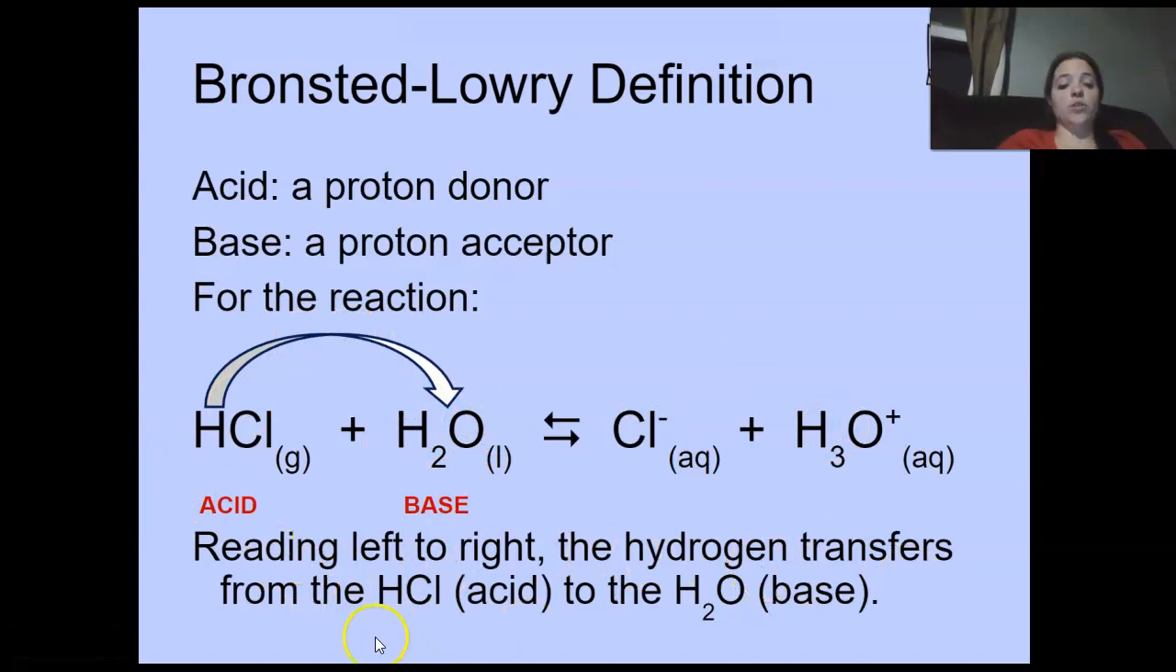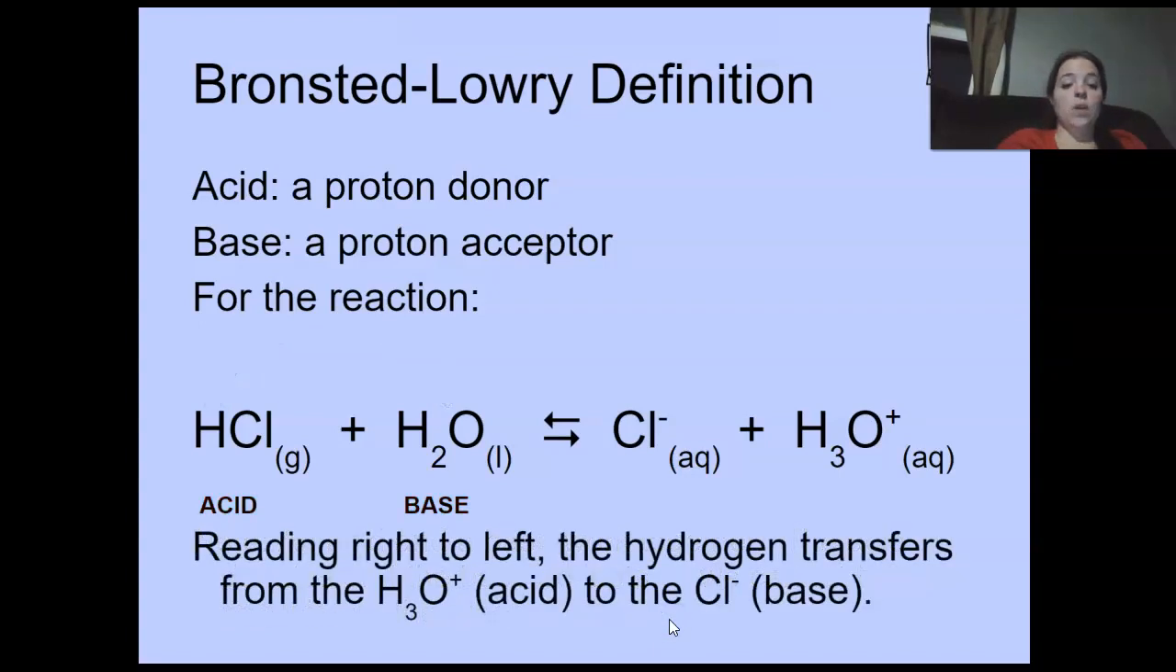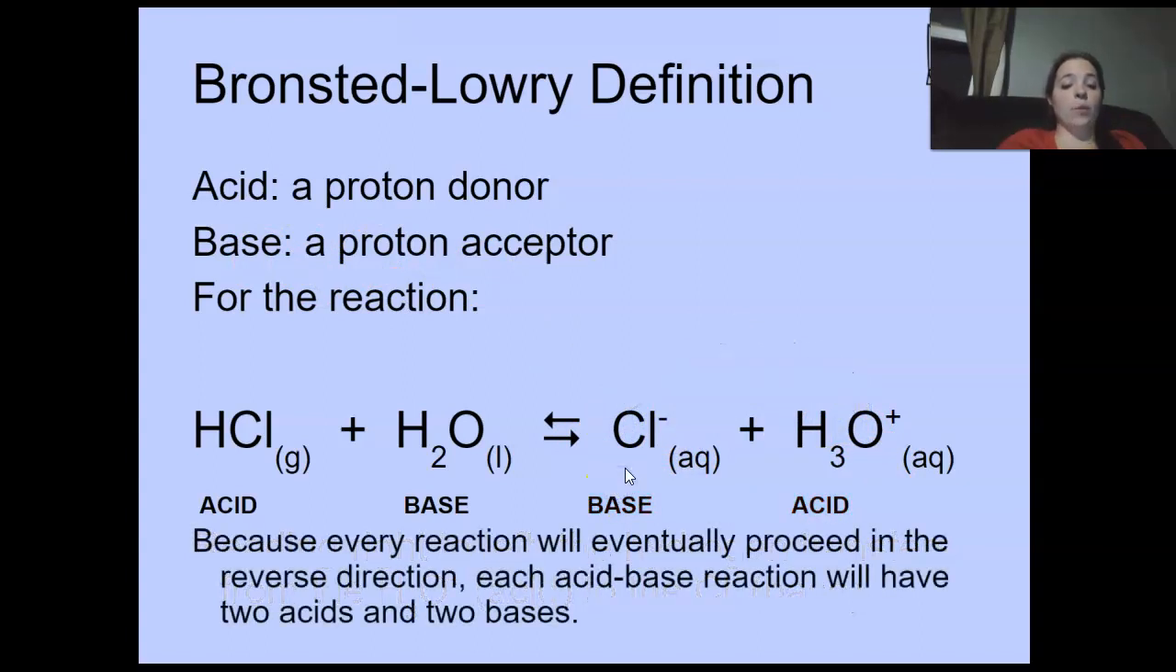Reading right to left, hydrogen transfers from the hydrochloric acid to the water base. An acid and base work together. They neutralize each other. An acid donates, the base accepts. We cannot have one without the other. Reading from right to left, the hydrogen transfers, I'm going back this way, the hydronium ion donates while this accepts. So this is the acid, that would then be the base. Because every reaction will eventually proceed in the opposite direction, the reverse. Each acid-base reaction will have 2 acids and 2 bases.